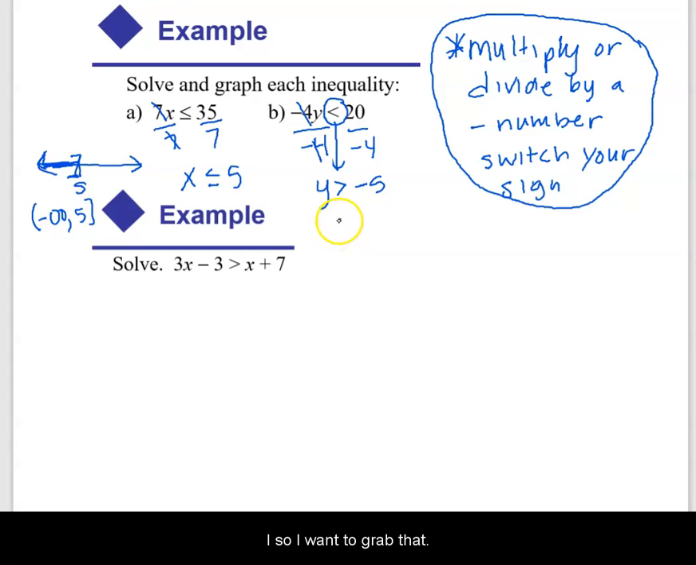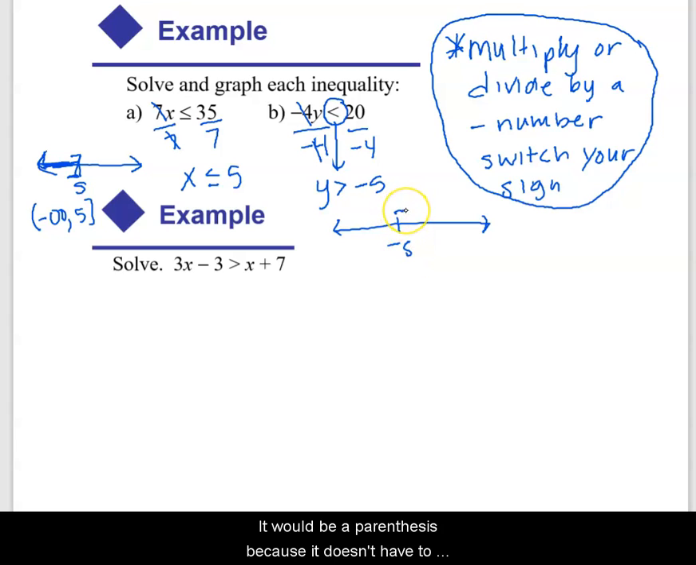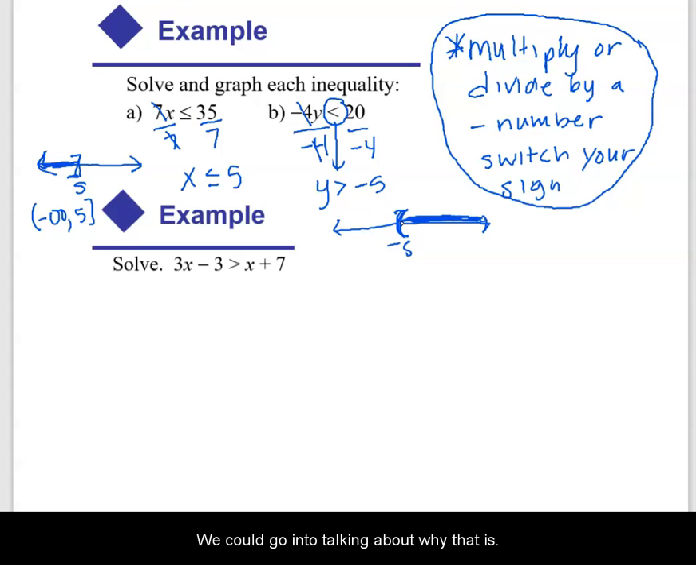Okay, so if I want to graph that at negative 5, it would be a parenthesis because it doesn't have the equal to, but everything greater than negative 5 is going to be the answers. We could go into talking about why that is.